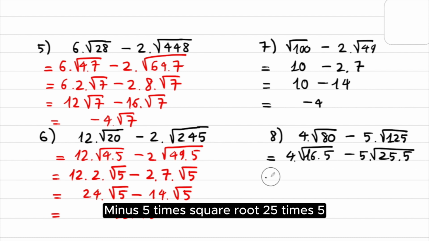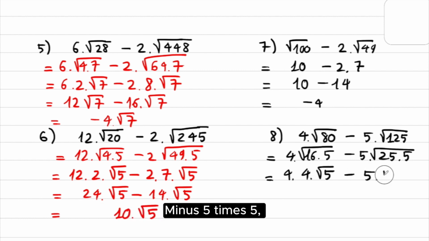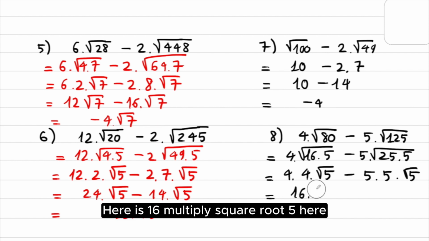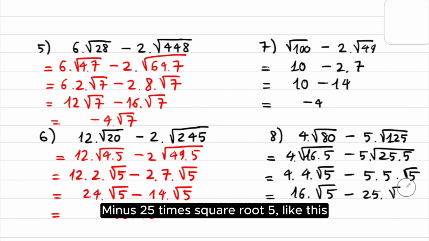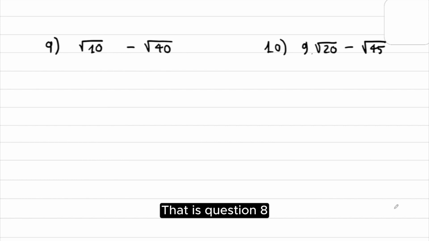Question 8, 4 multiply square root of 80 is 16 times 5, minus 5 times 25 times 5. Okay, so after this step you get 4 times square root 5 minus 5 times 5 because square root of 25 equals 5, and then you get square root of 5 here. Here is 16 multiply square root 5 minus 25 times square root 5 like this, and then after that you get minus 9 times square root of 5 in here. Okay, that is question 8.